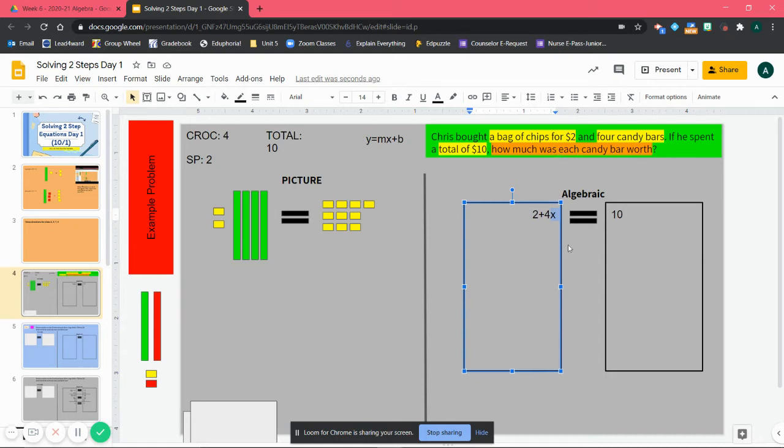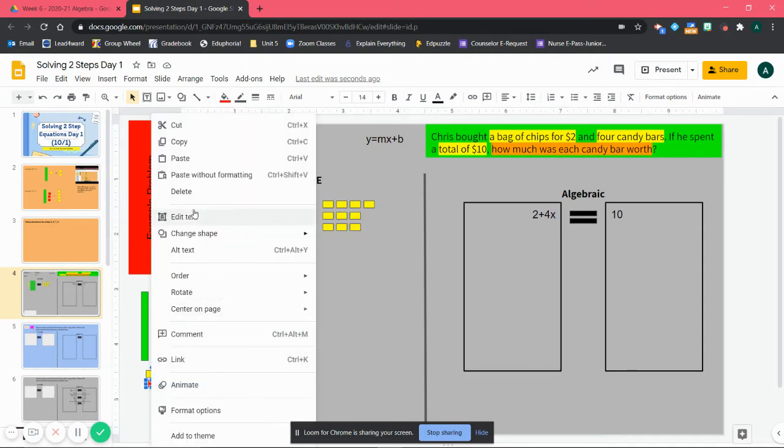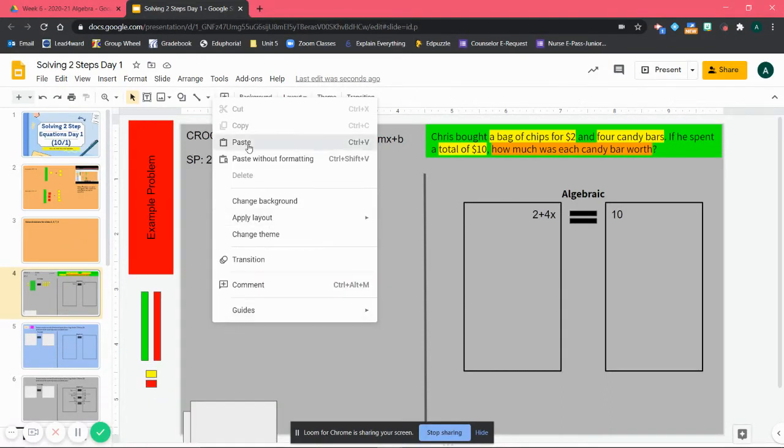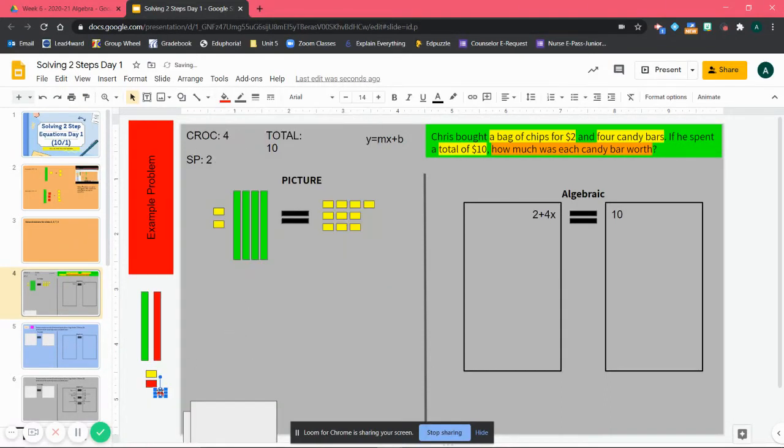Okay, so let's look. Well, if I have $10, and I know I spent $2 on one bag of chips, what I'm going to do is add some negatives here. And these negatives are going to cancel out these 2's.